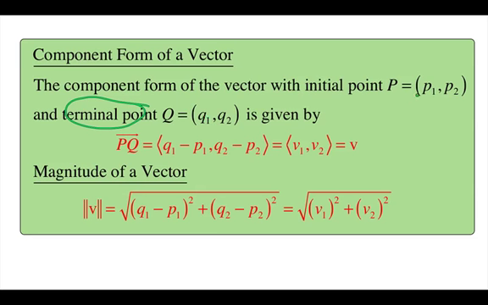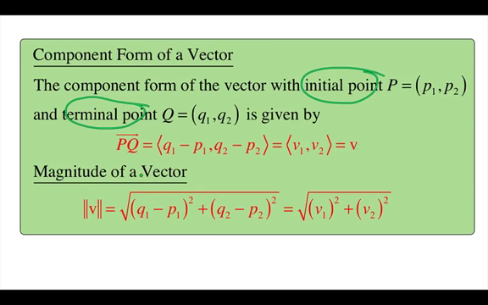And another thing that I want to highlight, notice that this is the terminal point Q1 minus P1, which is the initial point. Terminal minus initial. When you subtract, this is going to be the x component of the vector, and this is going to be the y component of the vector. We're going to call it vector v.